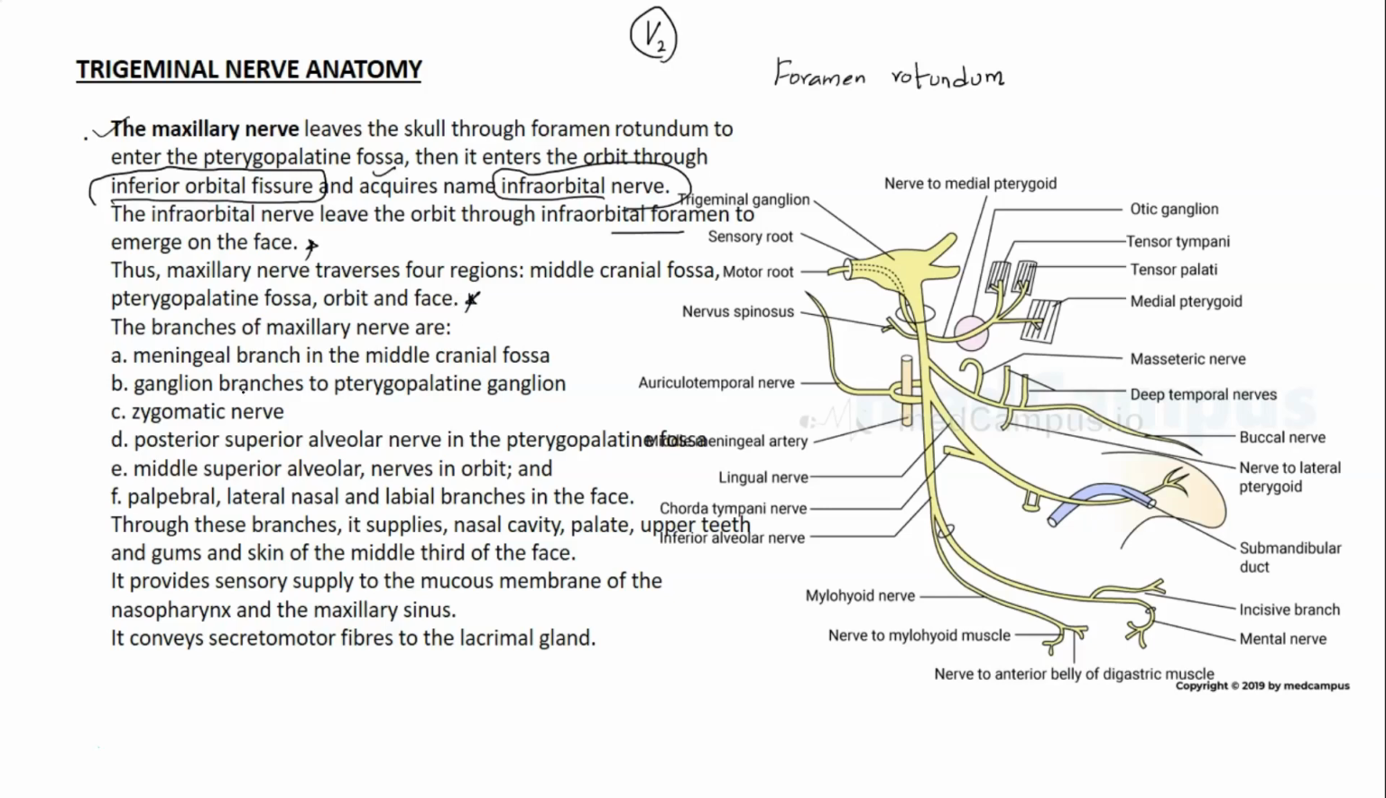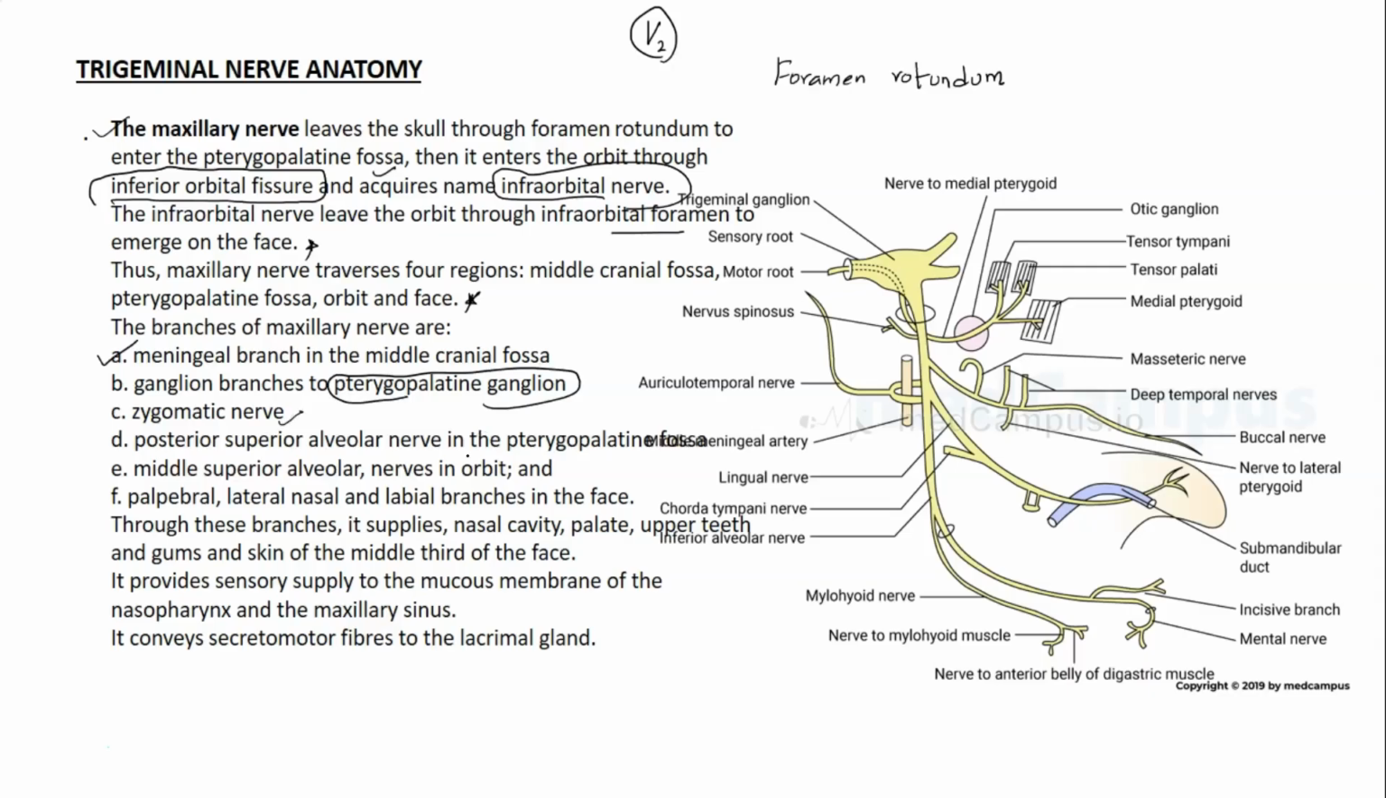So what are the branches of the maxillary nerve? Very important, it gives a meningeal branch in the middle cranial fossa. It also gives ganglionic branches to the pterygopalatine ganglion. It gives a branch called the zygomatic nerve.